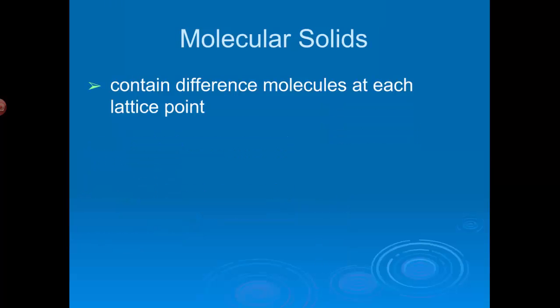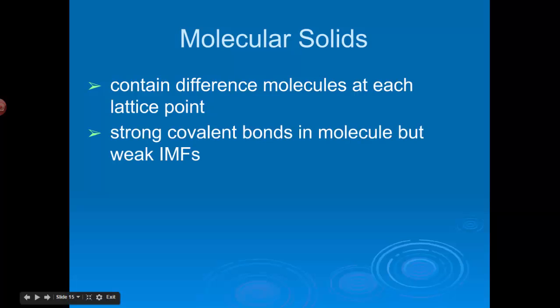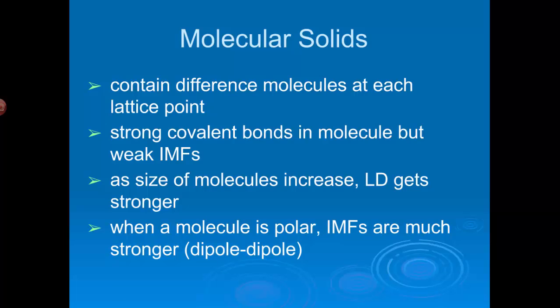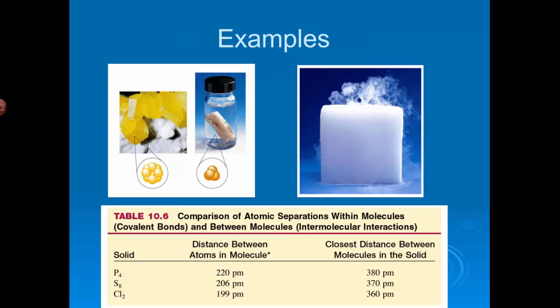For molecular solids, we have molecules at each lattice point. And the stronger the IMFs, the stronger the solid will be. But in general, these IMFs are not as strong as covalent bonds. So the molecules stay together, but they're held together by their intermolecular forces. The bigger the molecule gets, the stronger London dispersion forces get, because the more electrons you have and the more nuclei you have. If you have polar molecules in this solid, then they're going to be much more strongly attracted to each other, dipole-dipole interactions.